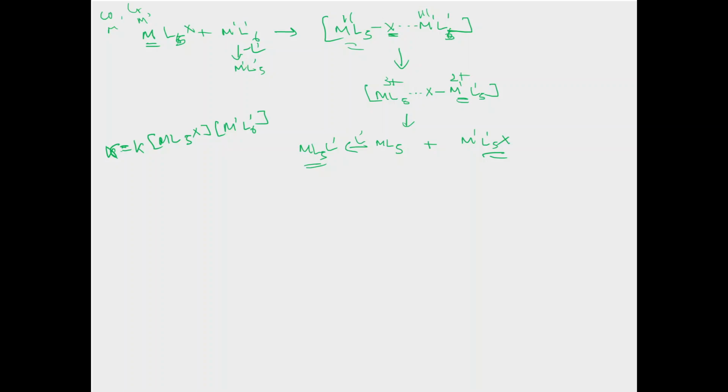You can see this dotted dash bond here and this solid bond here. Then after that, finally it is dissociating to get the redox reaction products. The final step is dissociation. So now we are getting ML5 and M'L'5, and this X, the bridging ligand, will now come onto this side.